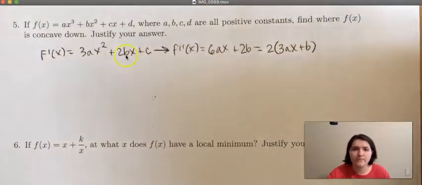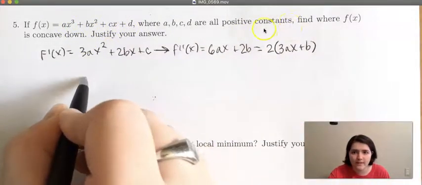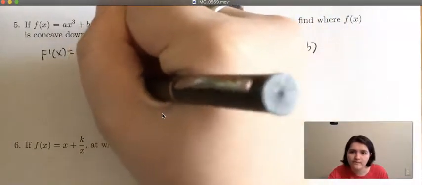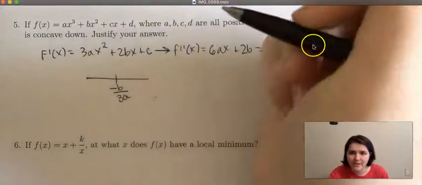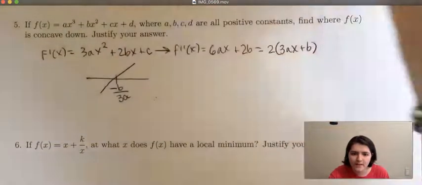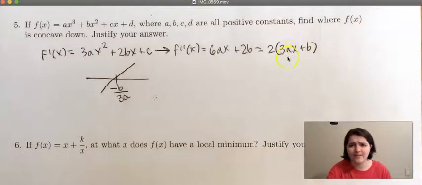Doing power rule again. Remember that a, b, c, and d are constants, so you treat them like numbers and not variables. And then we factored it up here. Sorry, my hand is covering it. Factored it here. And just to be clear, because it's kind of confusing with a and b, the constants, we're again solving for 0, so we would subtract the b and then divide by 3a. So we have x equals negative b over 3a.